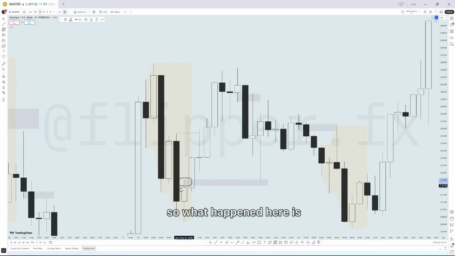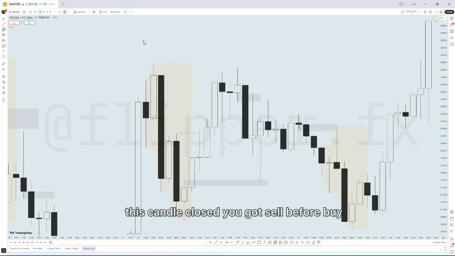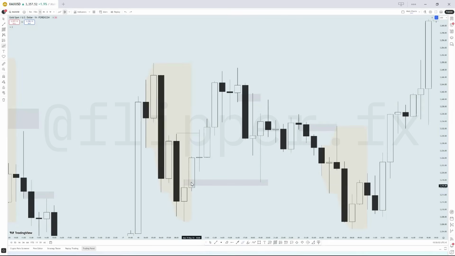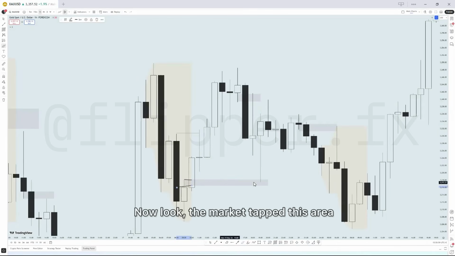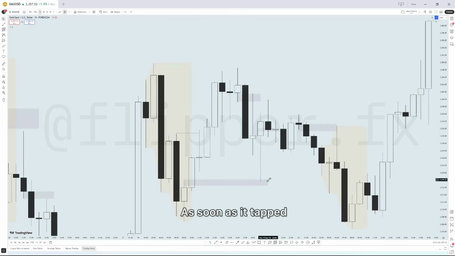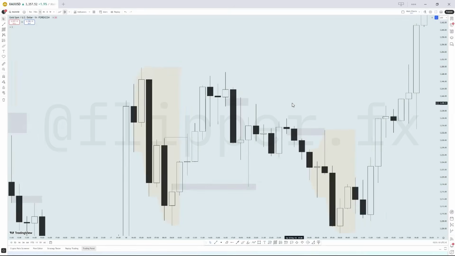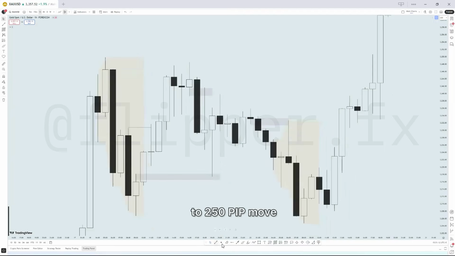So what happened here is that seller exited from this point. After this candle closed, you got sell before buy, and this is where the major volume and major orders were injected. That's why our focus is on this upside wick, this exact wick from this candle. Now look, the market tapped this area but didn't close inside it. As soon as it tapped, the market moved up, and from here you can see a 220 to 250 pip move. Now this is a little tricky price action.